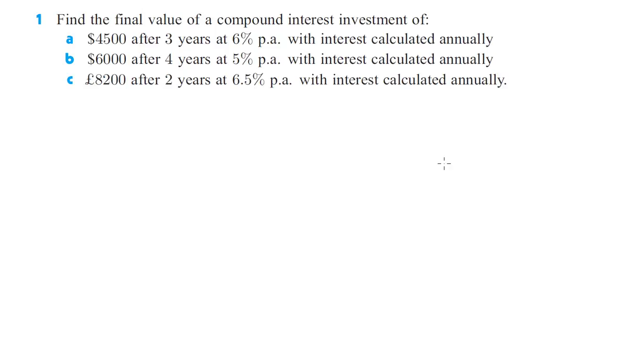I'm going to take you through the 13C1 assignment for the problems that we had to do. All right, number one, find the final value of a compound interest investment of $4,500 after 3 years at 6% PA, which again stands for per annum. Okay, with interest calculated annually.